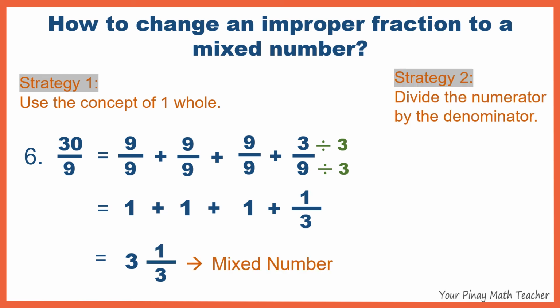The shorter way is 30 divided by 9. So again, we get 3 9s, 27. Then 30 minus 27, we have 3. So 3 and 3 over 9. But 3/9 is not in its lowest term, so it has to be divided by 3. So the final answer is 3 and 1/3.